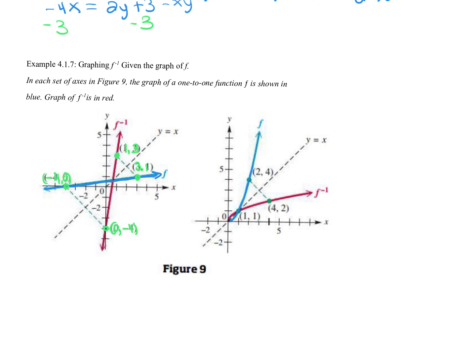So here's this, f, my original graph. It says I have (1, 1). When you flip (1, 1), it stays the same dot. But if I have (2, 4) on my original, on my inverse it becomes (4, 2). And then you can graph your inverse like that.